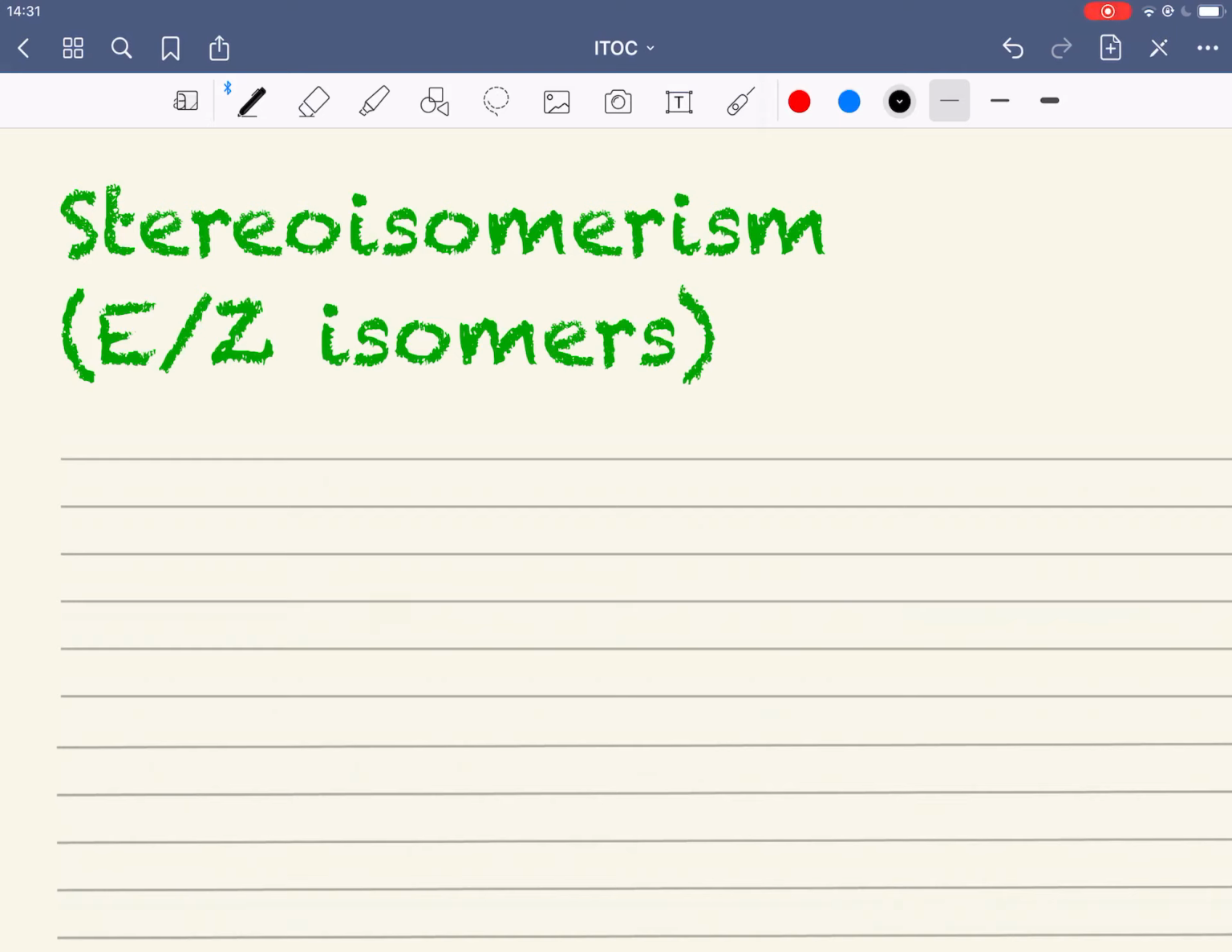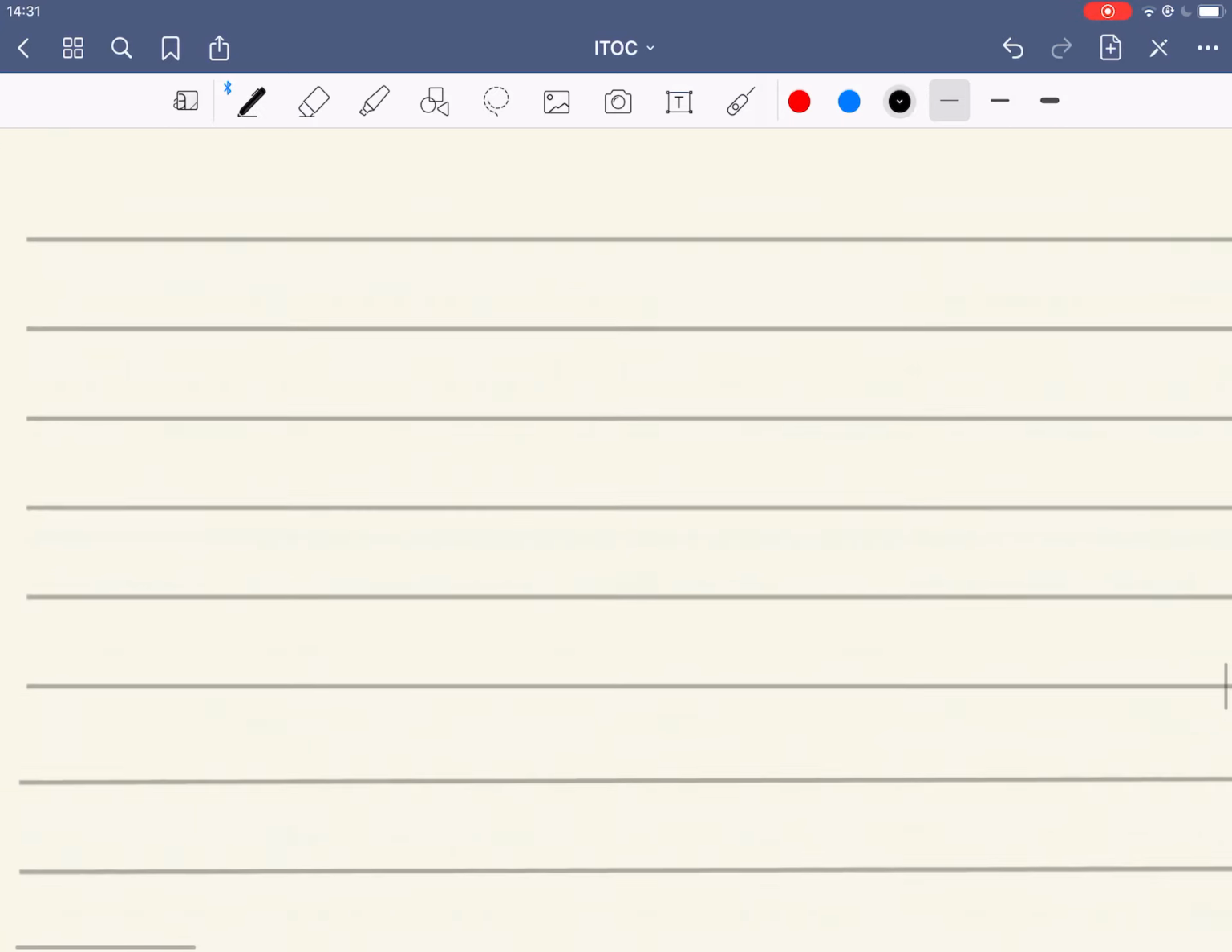Here we're going to have a look at stereoisomerism, and in particular EZ isomers. Stereoisomerism can be defined as molecules of the same structural formula but different arrangements in space of some atoms. EZ isomerism is specific to alkenes due to the restricted rotation around the carbon-carbon double bond. Let's just explain what that means.